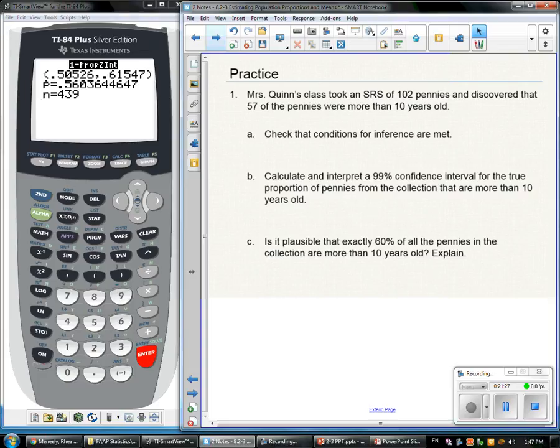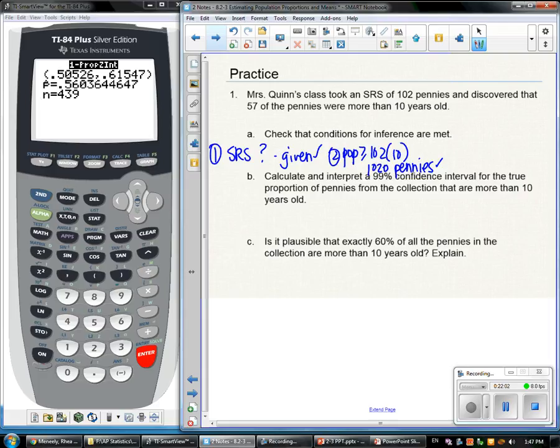So in practice, it says, Miss Quinn's class took an SRS of 102 pennies and discovered that 57 of the pennies were more than 10 years old. Check that the conditions for inference are met. So again, do we have an SRS? It's given in the problem, so we can check that off. Number two, we need to make sure that our population of pennies is at least 102 times 10, so that's 1,020 pennies. Again, that is a completely reasonable assumption.